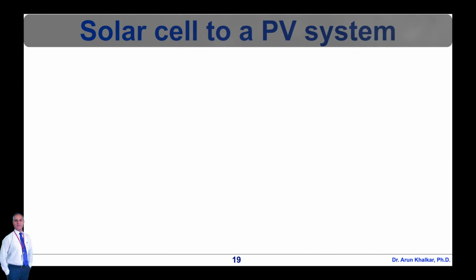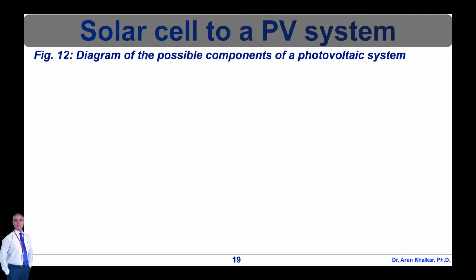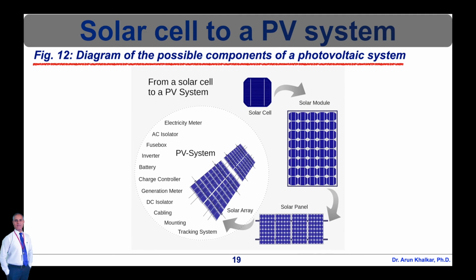Now let's see the diagram of the possible components of the photovoltaic system. Solar cell to the PV system. PV stands for photovoltaic. Here in this diagram, from a solar cell to a PV system, it's shown initially one small solar cell which is manufactured at laboratory scale or at the industrial level, which is arranged in such a way that the solar module is fabricated.